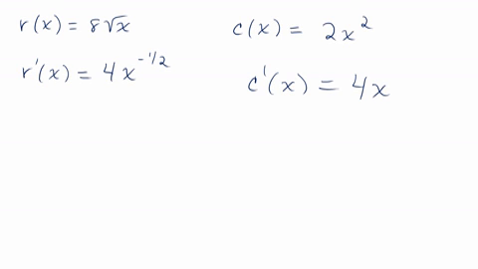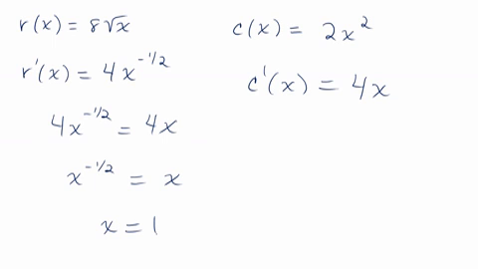We want to set these two equal to one another. So let's set 4x to the negative 1/2 equal to 4x. Dividing both sides by 4, this would imply that x to the negative 1/2 equals x. And the only value of x that would make this a true statement is x equals 1. Recall that x is measured in thousands of units, so your answer would be 1,000 units.